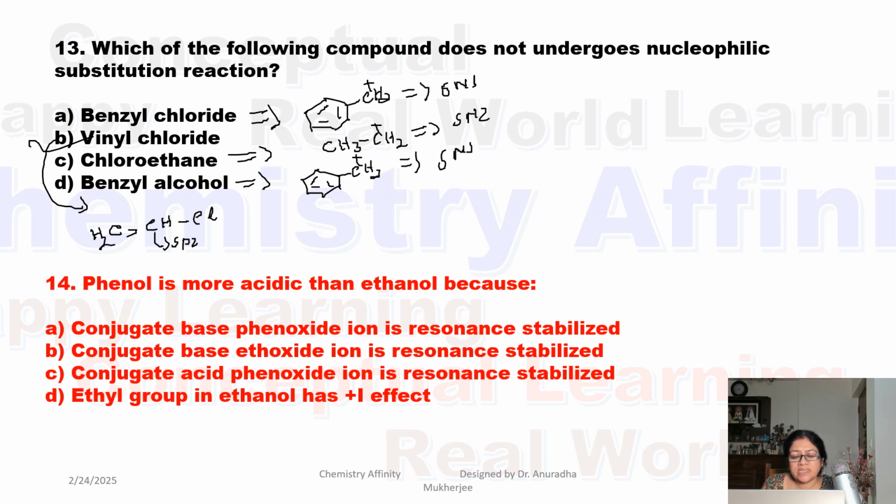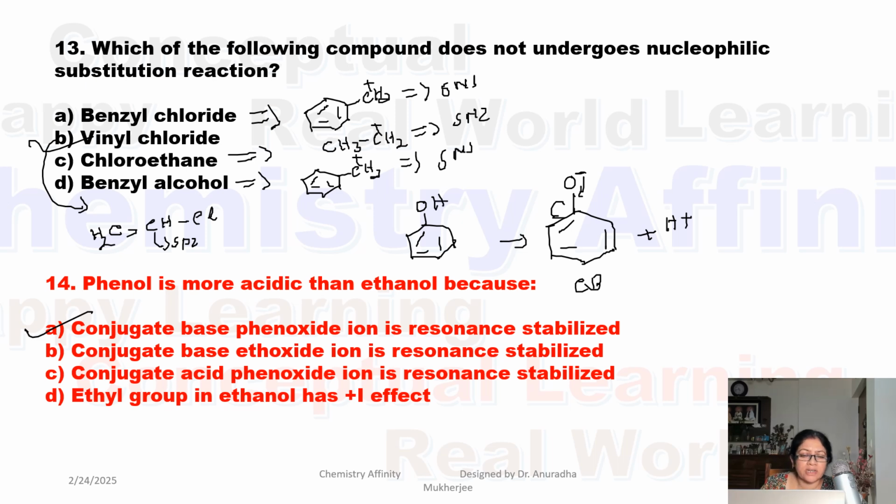Phenol is more acidic than ethanol because the conjugate base, phenoxide ion, is resonance stabilized. Here option A is the correct option, because if you look into the structure of phenol and phenoxide, this is phenoxide. Phenoxide is the conjugate base of phenol, which is a very stable form because it undergoes resonance. So the correct option is option A.